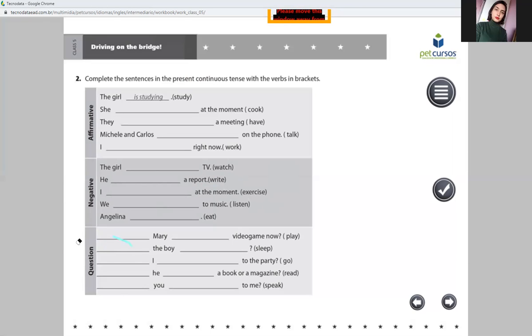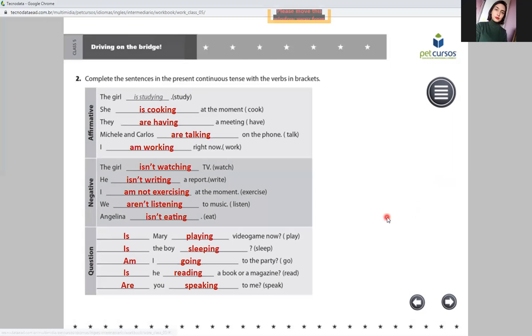And now the questions. Is Mary playing video games now? Is the boy sleeping? Yes, perfect. Am I going to the party? Perfect. Is he reading a book or a magazine? Yeah. Are you speaking to me? Yes, perfect. You got all correct.